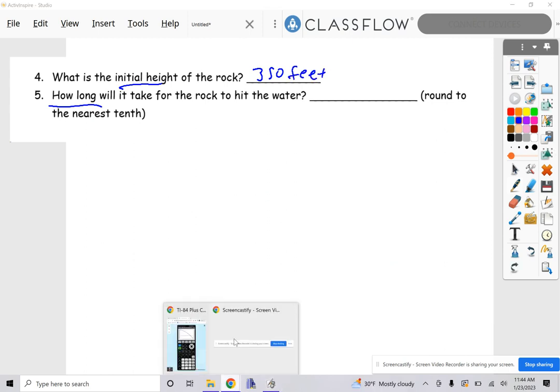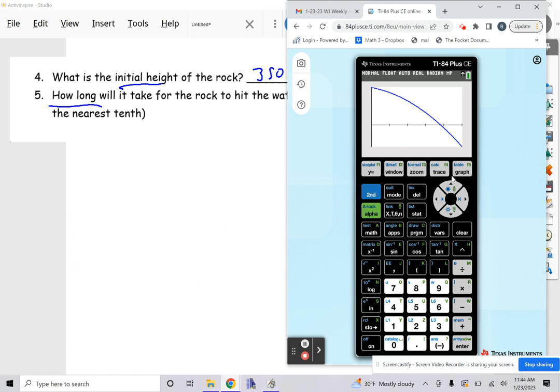And to hit the water, we're going to do a second trace, second calc. We'll go down to 0. Put it on the left. Hey, it's already on the left. I can even do it all the way over there. Again, as long as it's on the left of where you care about and the right of where you care about, that's fine. That's more than far enough. And we get about 3.8 here.